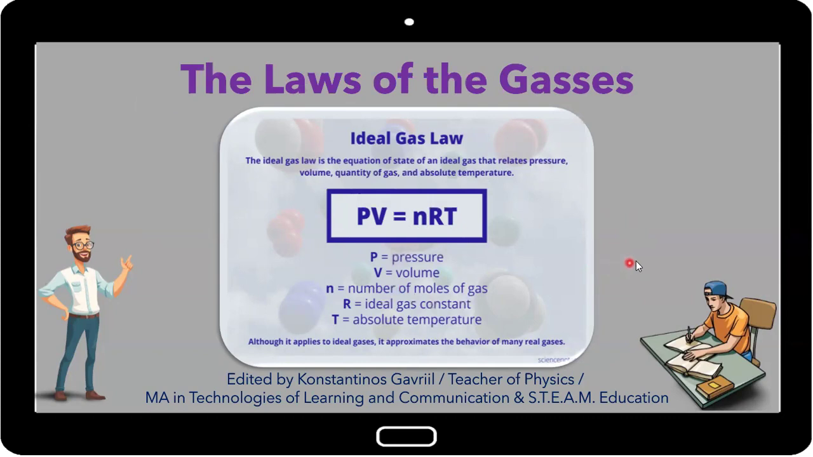Now, let's continue with the laws of the gases. The ideal gas law says that an ideal gas is expressed by this formula: P times V equals nRT. P is the pressure, V the volume, n the number of moles of gas. The ideal gas constant is R, and the absolute temperature is T.